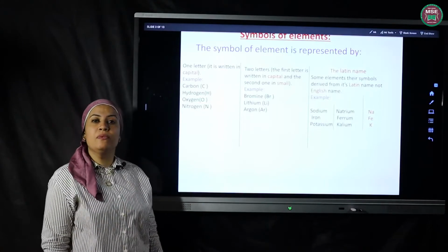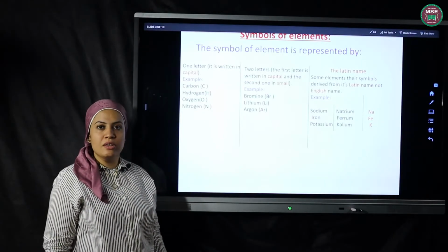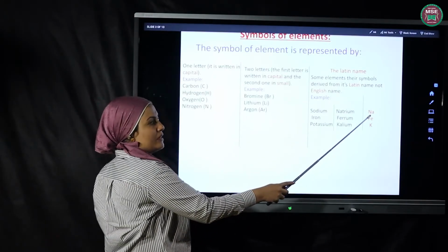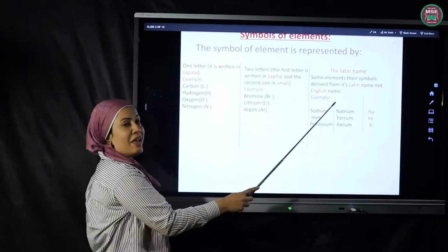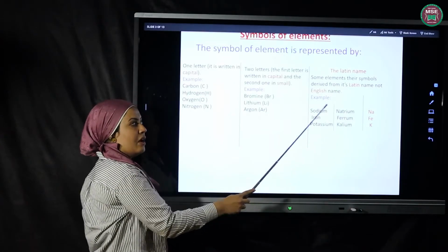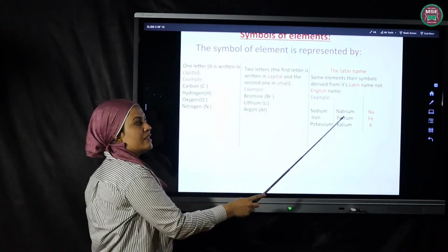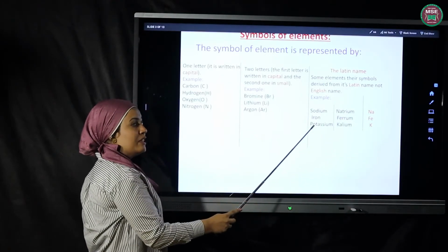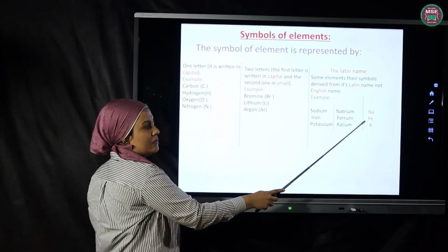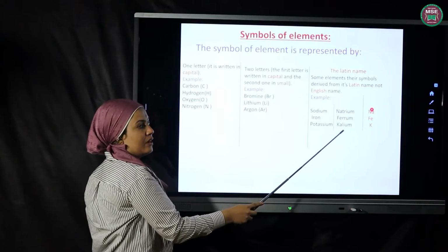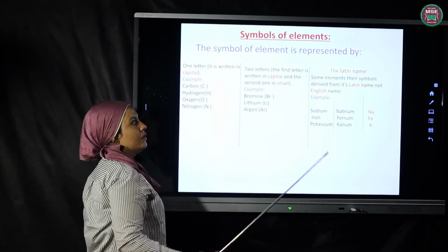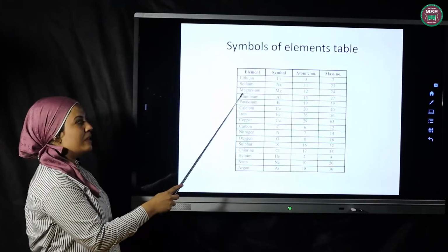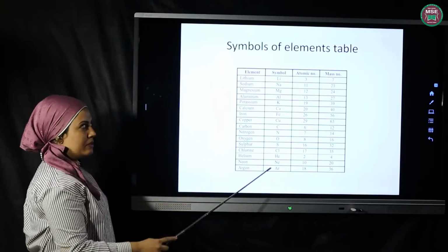Some elements are derived from their Latin name, not their English name, like sodium. The symbol of sodium is Na, derived from its Latin name, natrium. Iron. The symbol of iron is Fe, derived from its Latin name, ferrum. Potassium. The symbol of potassium is K, derived from its Latin name, kalium. And there are many elements: lithium, sodium, magnesium, aluminium, and their symbols.